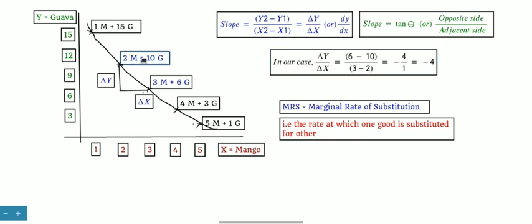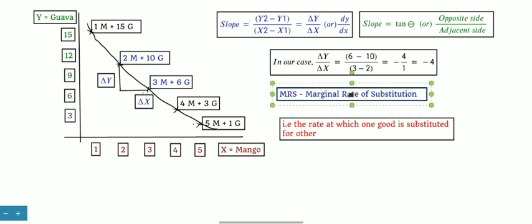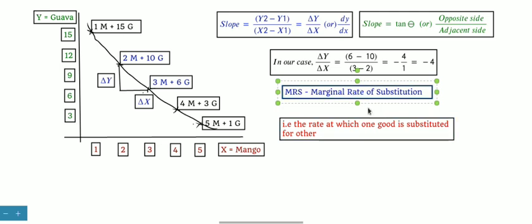That is when the mango is on the x-axis and guava is on the y-axis. Guava y2 means 6 and y1 value is 10. So 6 minus 10 will give you minus 4. And in case of x2 minus x1, 3 minus 2 will give you 1. So the answer will be minus 4. So the slope of the indifference curve for these two combinations is minus 4. And this slope is called marginal rate of substitution.